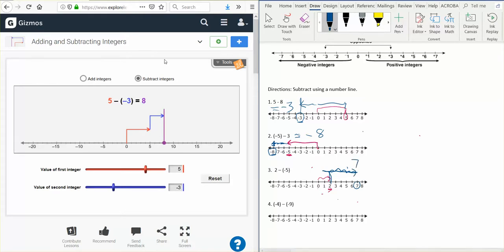Let's look at that on the gizmo. We start at 2, and then it's minus a negative 5. We start at 0, we go 2 to the right for our 2, and then instead of going to the left for a minus, we go to the right because it's minus a negative. So we actually go farther to the right and get a 7.